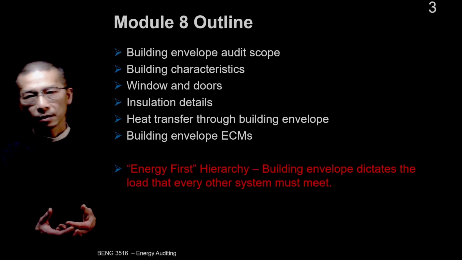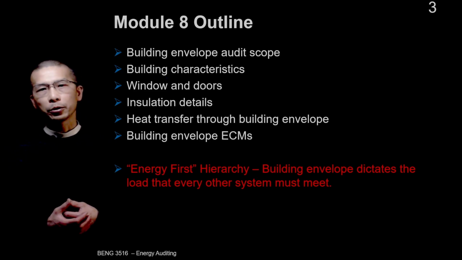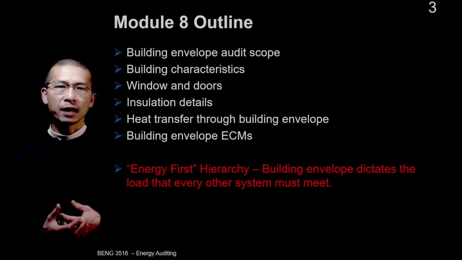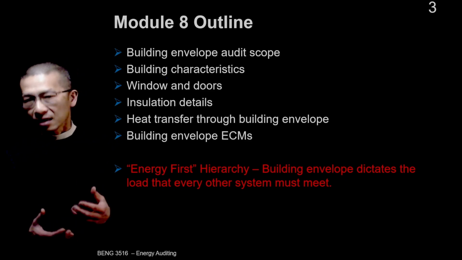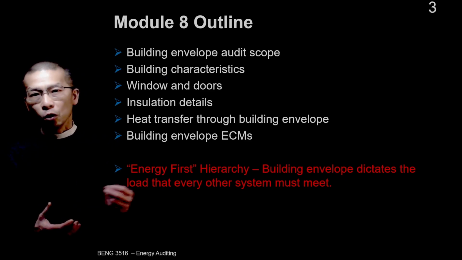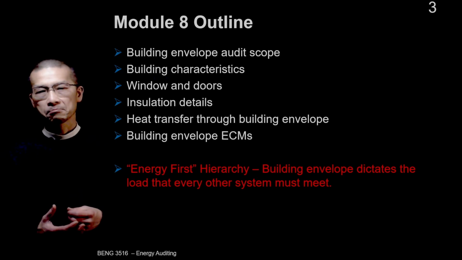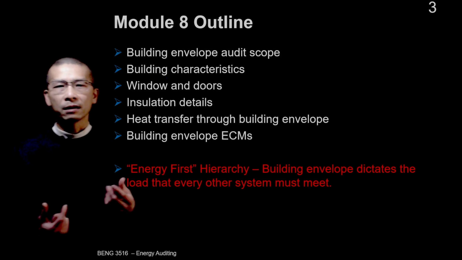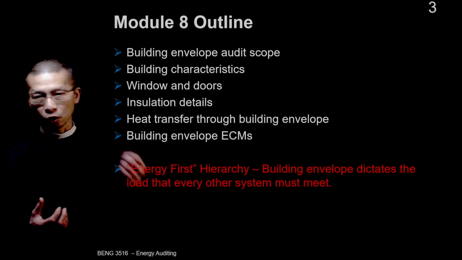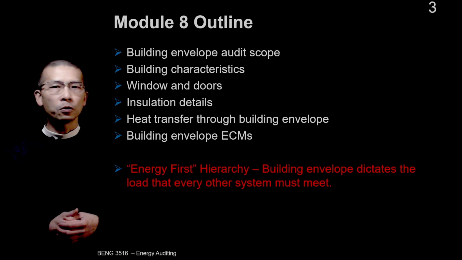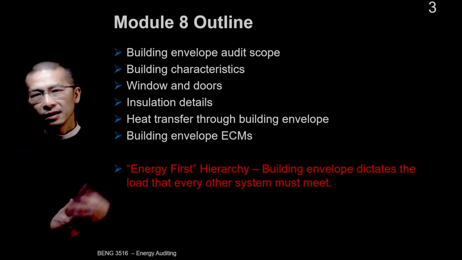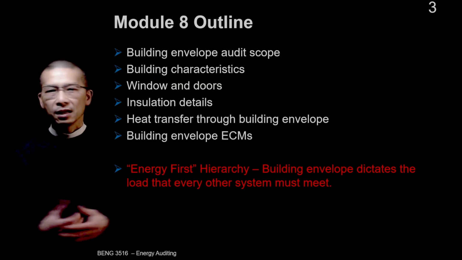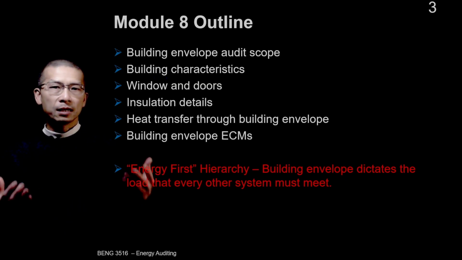For the most part, the building envelope is the passive shell that separates our conditioned indoor air from the outdoor environment. An audit of the envelope is critical because it defines the load that every other system must meet. Our scope includes gathering data on building characteristics like its orientation, detailed window and door specifications, and insulation status.